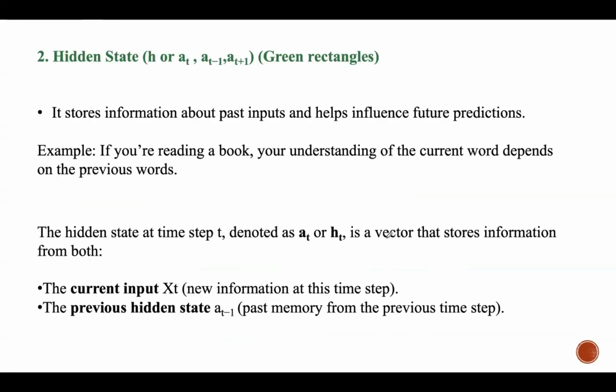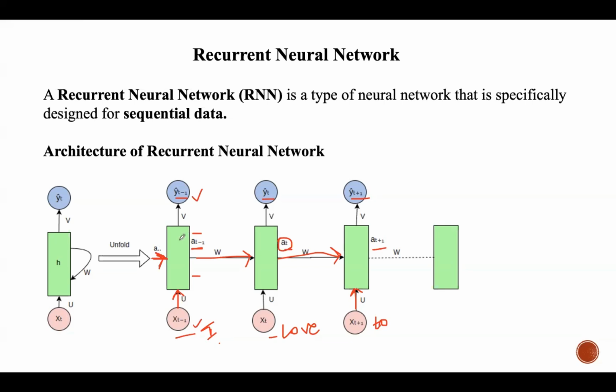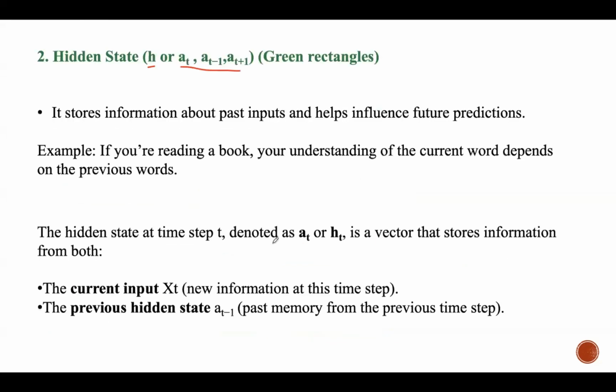Then coming to the hidden state, it can be represented with either H or A_t minus 1, A_t plus 1. This is represented with green rectangles in the diagram. You can see that hidden states are represented with green rectangles. This mainly stores information about the past inputs and also helps influence future predictions. This hidden state maintains memory of previous time steps, and it is updated at each time step using the input as well as the previous hidden state.